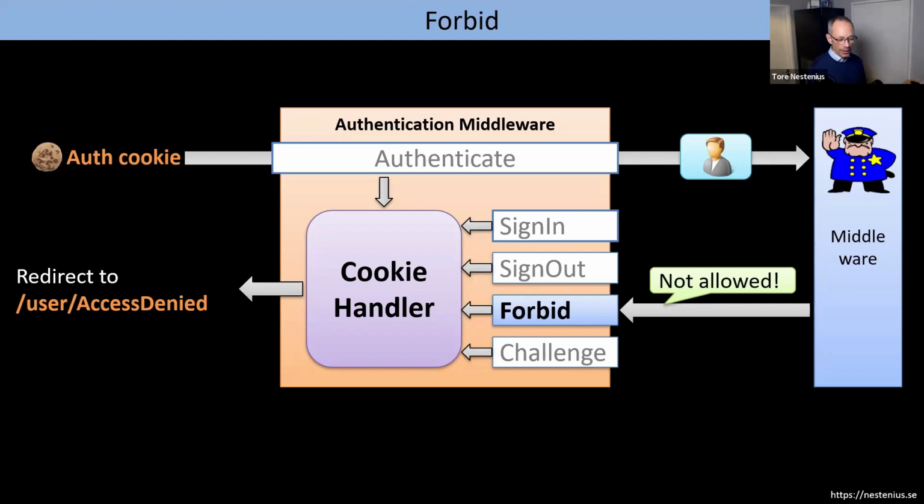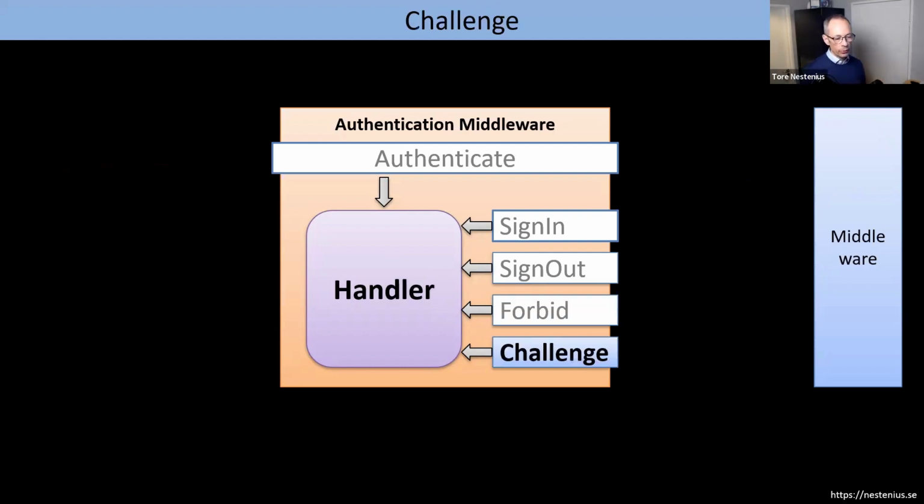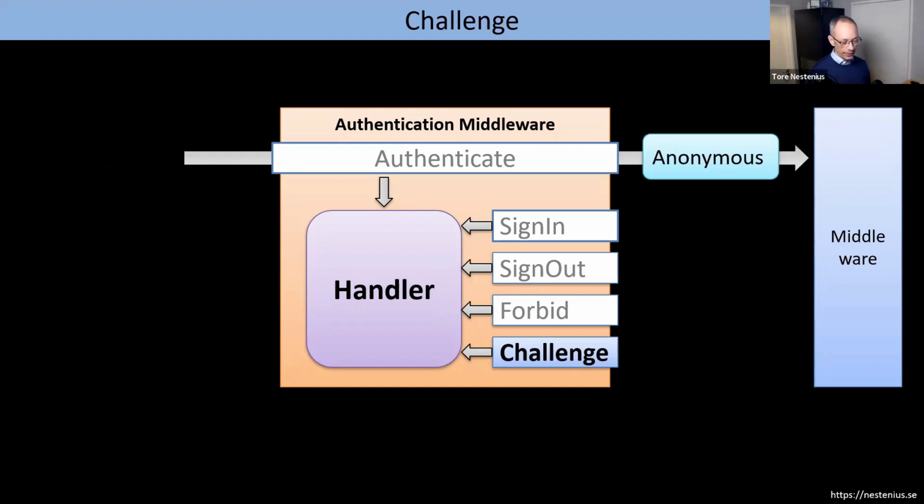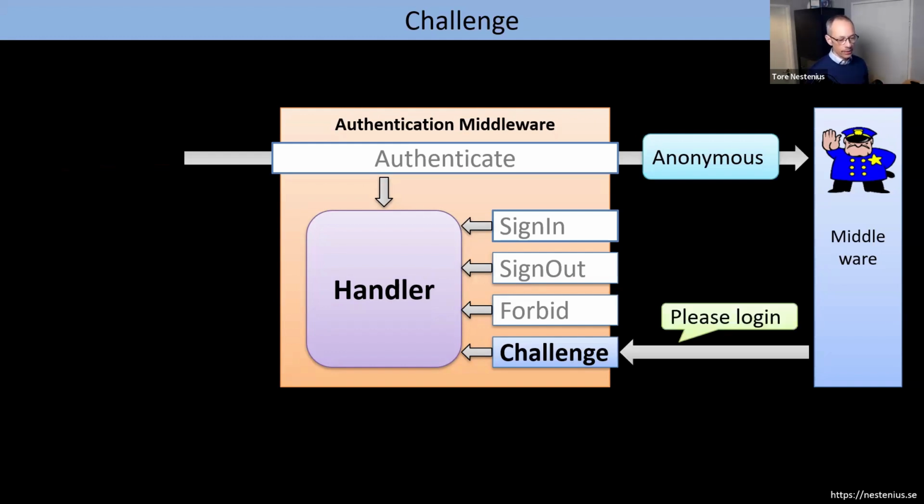And finally, the challenge, that one we call when you get an incoming request, you don't have any idea about who is the user, you're anonymous, and then your application or your authorization middleware will ask you, please go and log in somewhere. And the challenge part basically is all about redirecting the user to the login page. So these are the core operations.